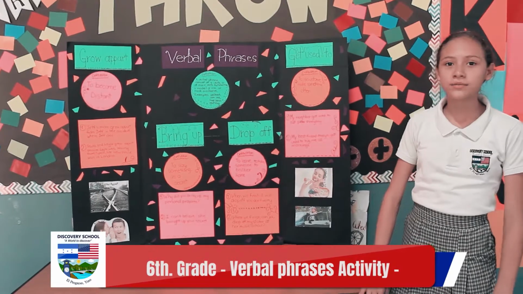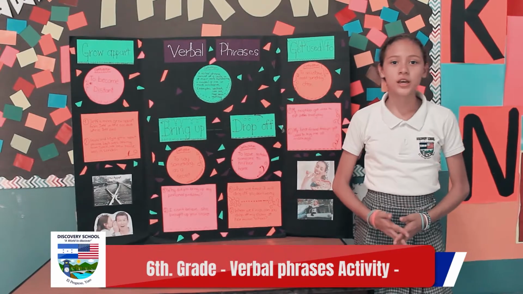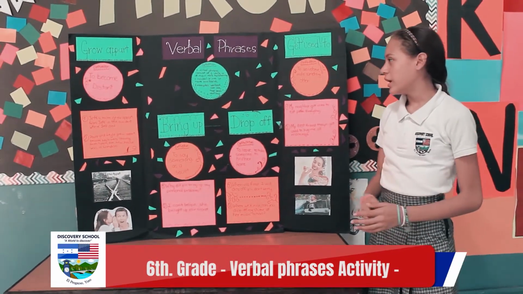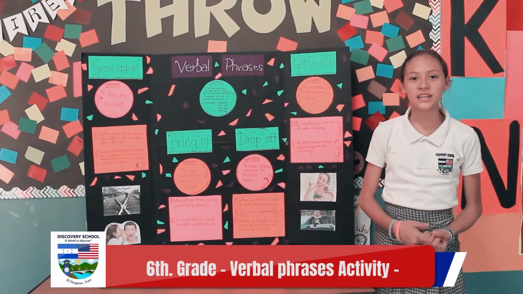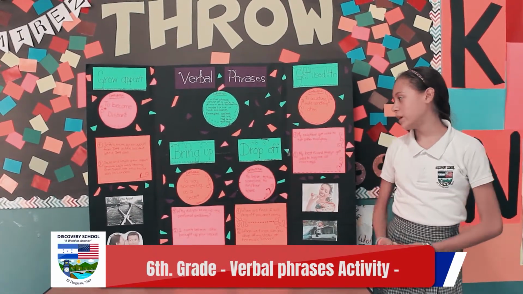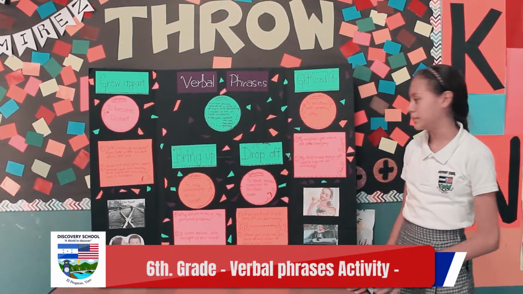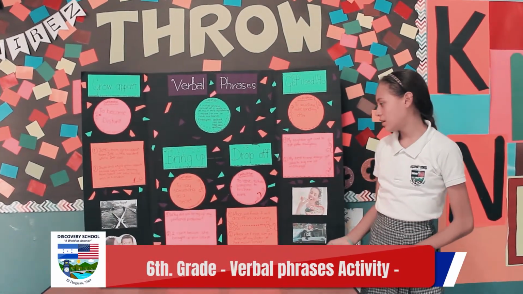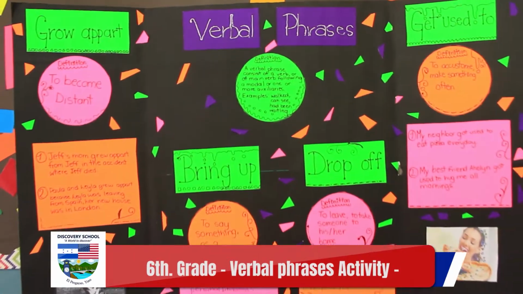Continuing on, I got more examples of verbal phrases. The first one, grow apart, is to become distant, to be apart from someone, but emotionally and not physically. The example: Jeff's mom grew apart from Jeff after the accident in which Jeff died. The next one is bring up. Bring up is to say or to remind someone of something that is very hard to remember. The examples that I got are: why did you bring up my secret? And the other one: I can't believe she brought up your secret.